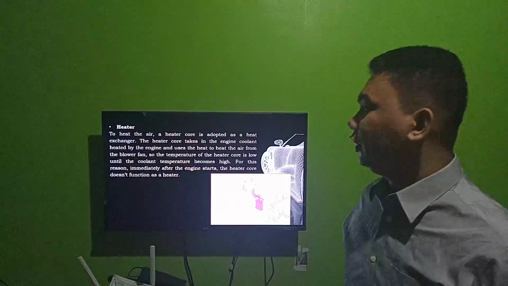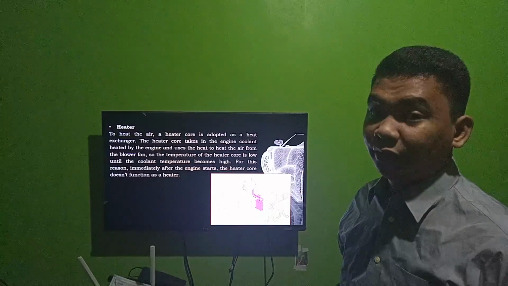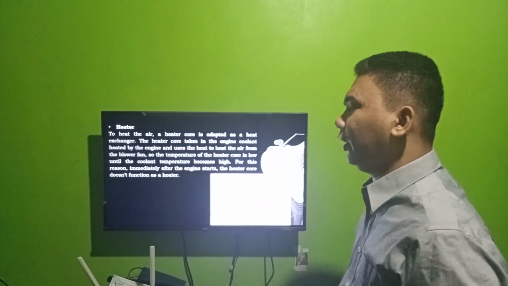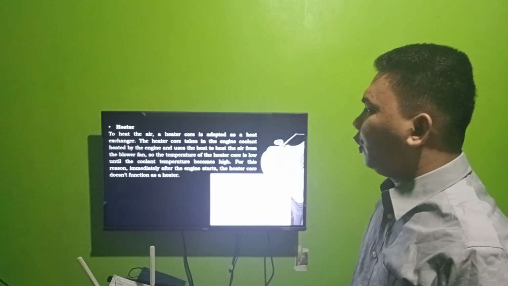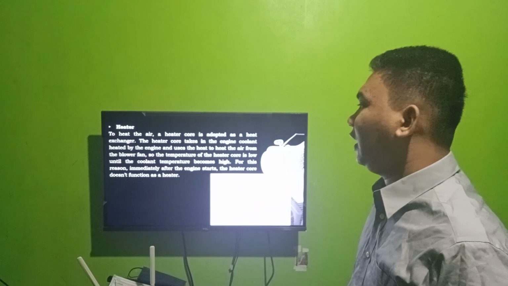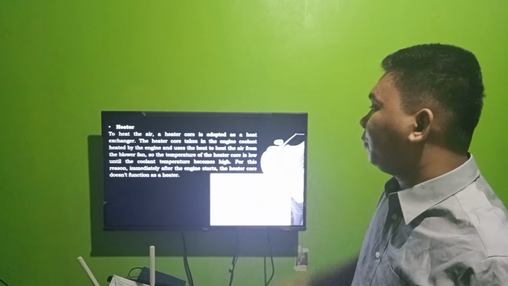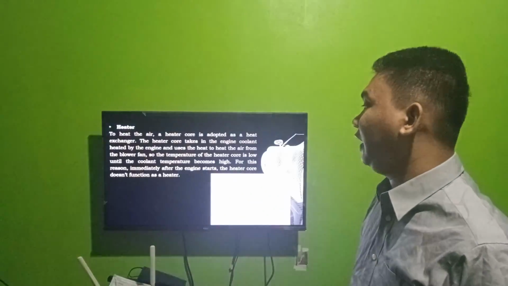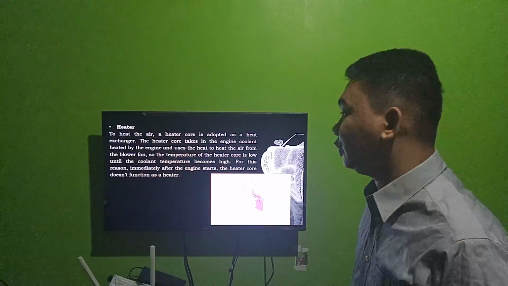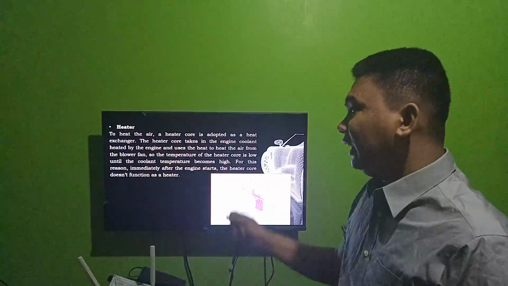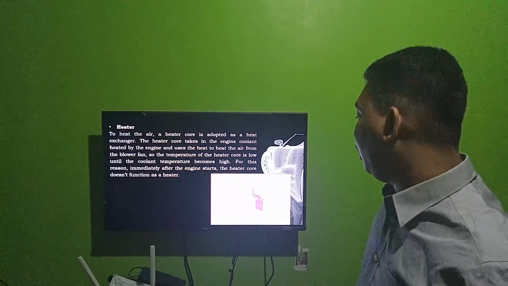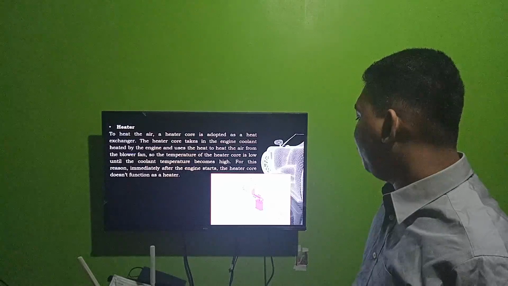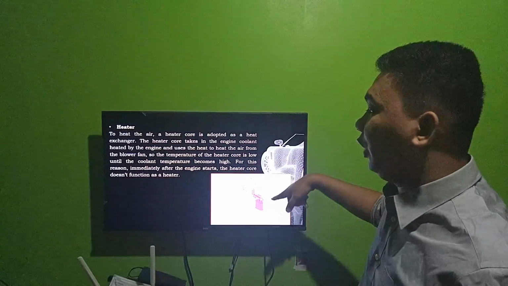In air conditioning we also have a heater, which is also part of the system. To heat the air, a heater core is adopted as a heat exchanger. The heater core takes the engine coolant heated by the engine and uses it to heat. So technically, the heater core or heater core radiator is where the heat comes from.